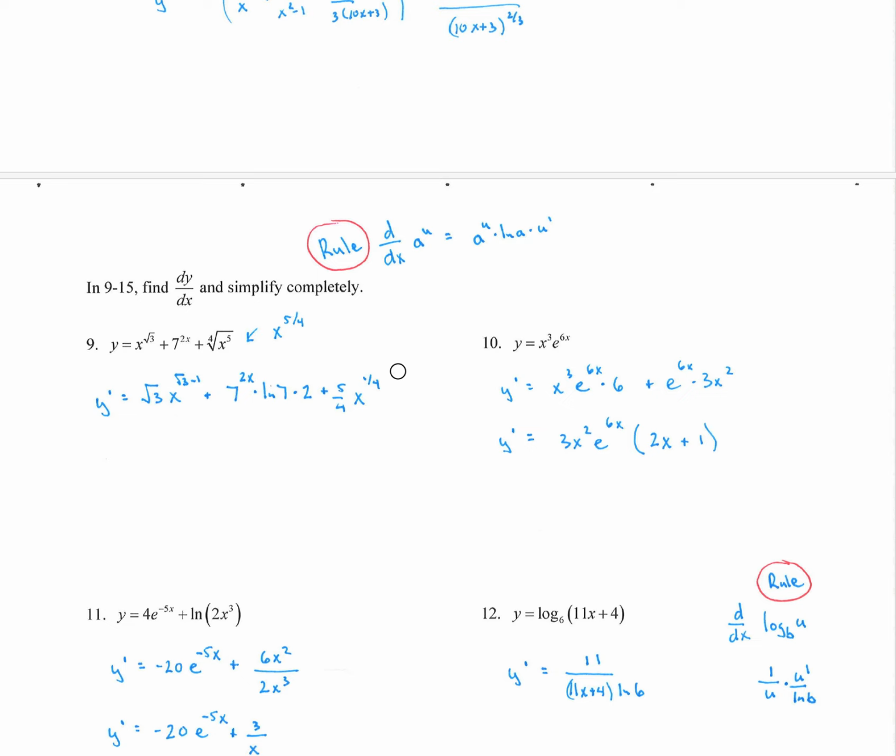Okay, I don't know why I say that. Maybe just because there were enough people that forgot how to take the derivative of a to the u.